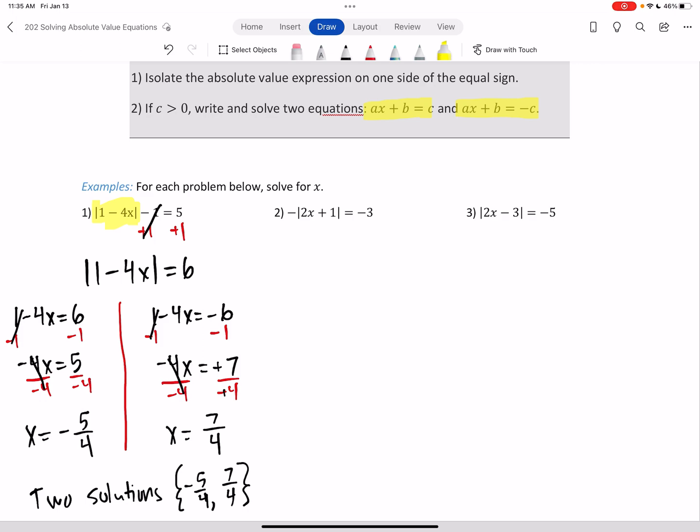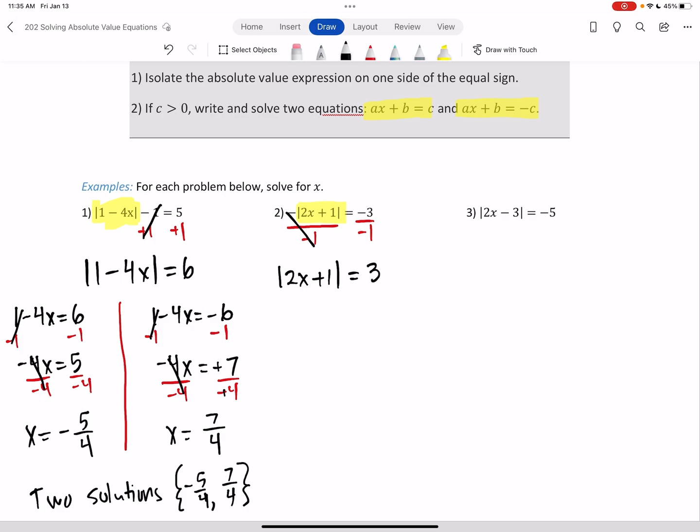Okay, let's try again. So the second one says negative absolute value of 2x plus 1 equals negative 3. This is the absolute value part. So remember, I begin by getting that absolute value part all by itself. I have a negative 1 times the absolute value. So to get it by itself, I'm going to divide both sides by negative 1. So that gives me absolute value of 2x plus 1 equals negative 3 divided by negative 1, which is positive 3.